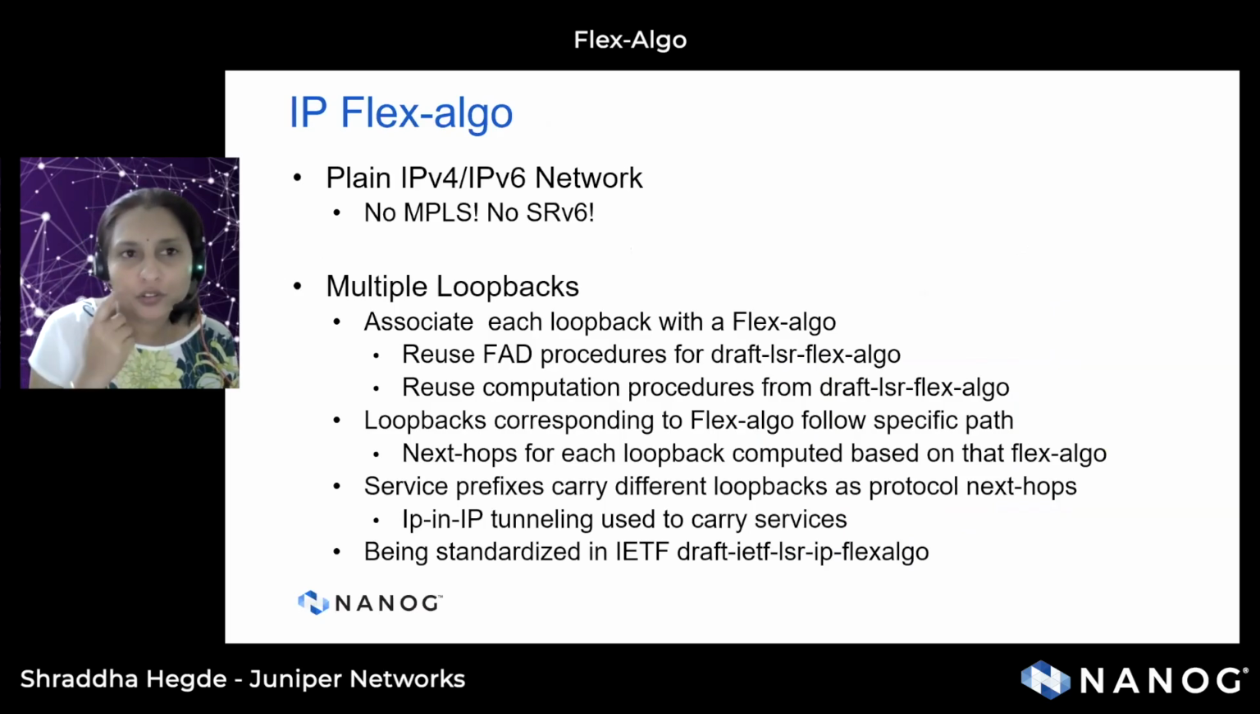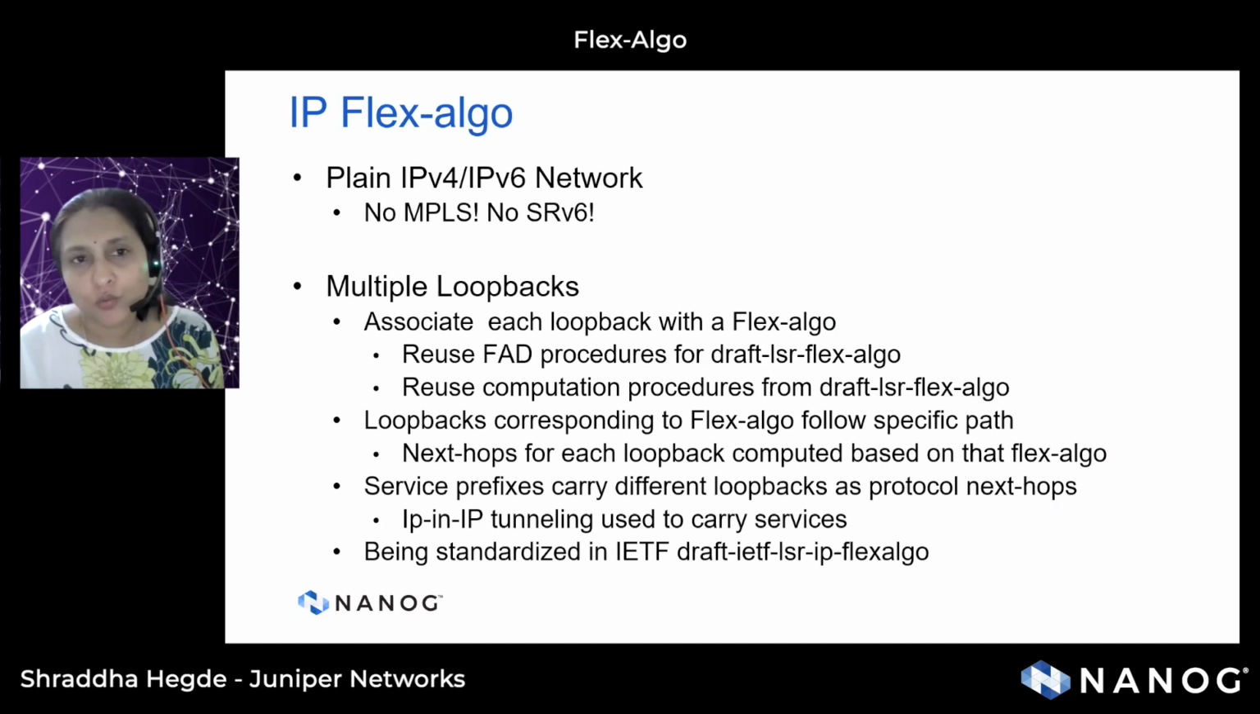So let's move on to IP FlexAlgo. What we discussed so far used prefix segments and the SR-MPLS data plane. We have another variation of this, which is SRv6, which uses the SRv6 data plane. But we have a third option, which is a plain IP network, which we call IP FlexAlgo. This flavor does not use any MPLS or any SRv6 data plane. It's a pure IP data plane.